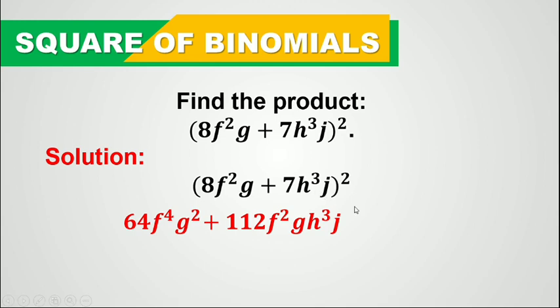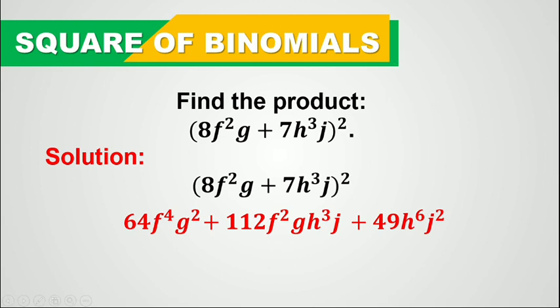And then the square of the second term or the last term. So 7 squared, that's 49. H cubed squared, that's h to the 6th power, and then j squared is j squared. So this is our final answer. That's how easy squaring binomials is.